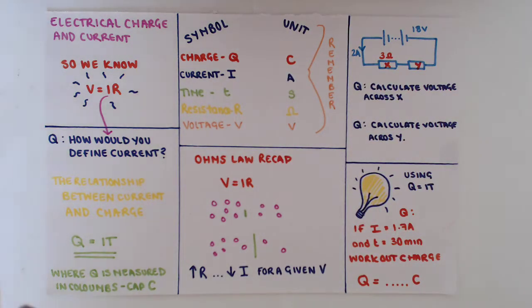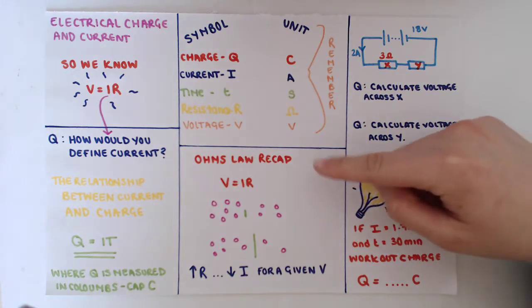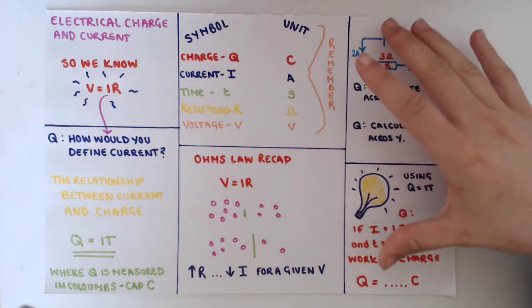Hopefully that recap has helped, because sometimes you get asked to give the unit. If you were asked to give the unit of charge, you'd give a coulomb. Okay, so back to Ohm's law, V equals IR.